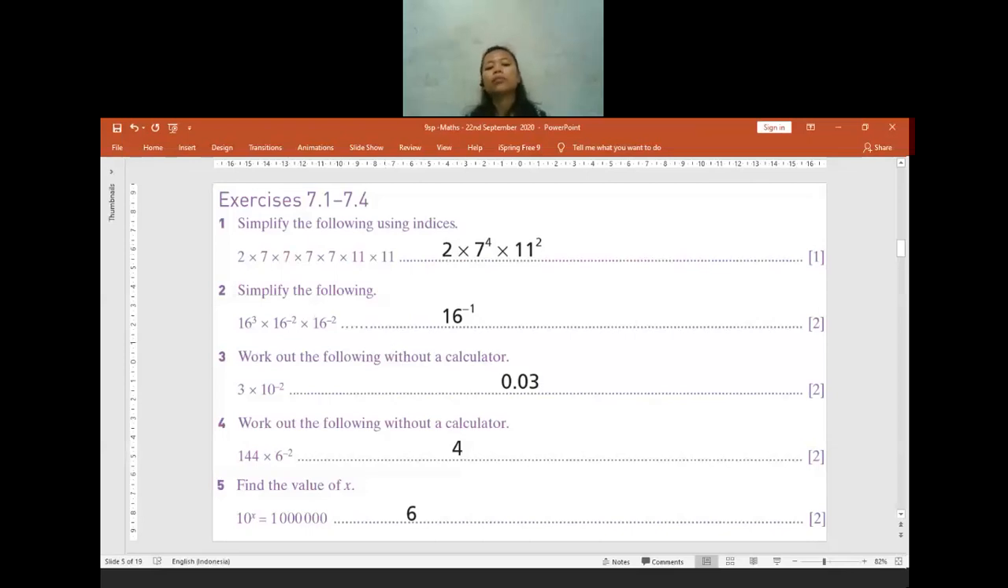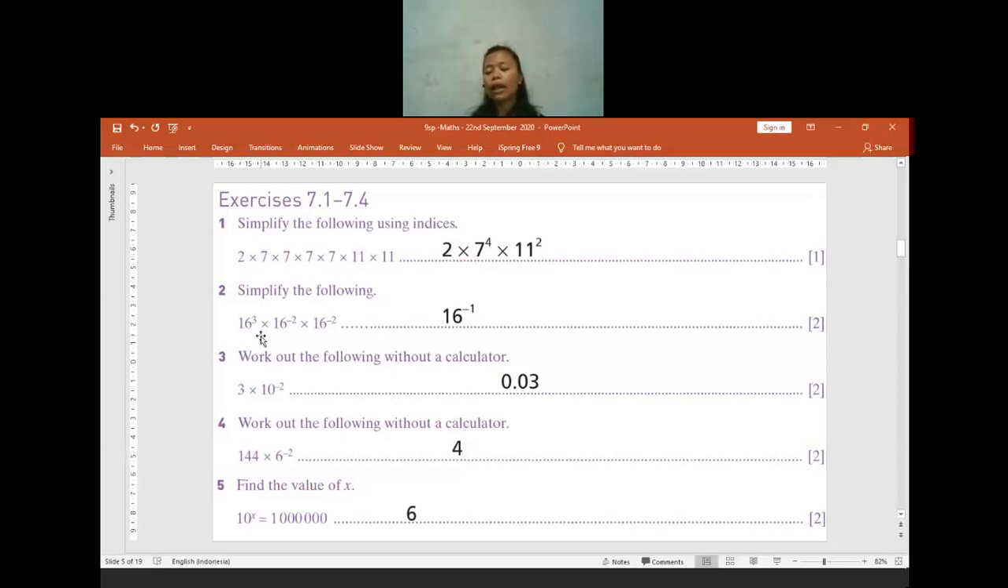Now for this number, we have to simplify using indices, because we see there are four numbers of 7. We can make it 7 to the power of 4. There are two numbers of 11. We can make it 11 power 2. No need to calculate because the question only asks you to simplify the following using indices, so you can keep it as indices. Now for question B, we have the numbers with all of the indices.